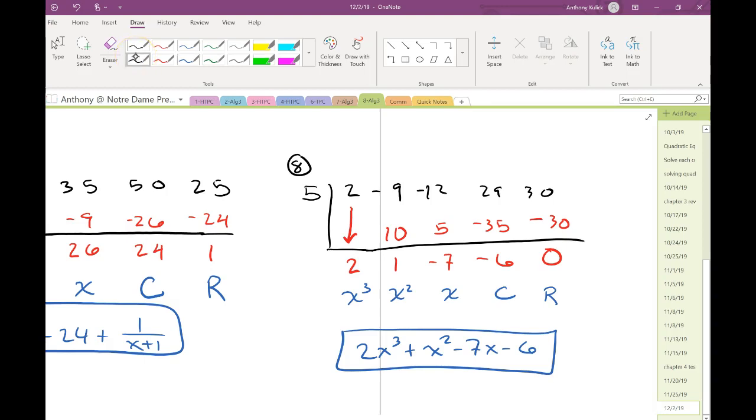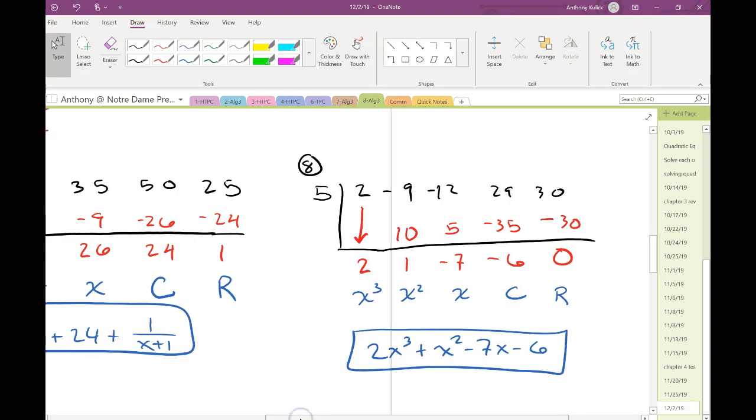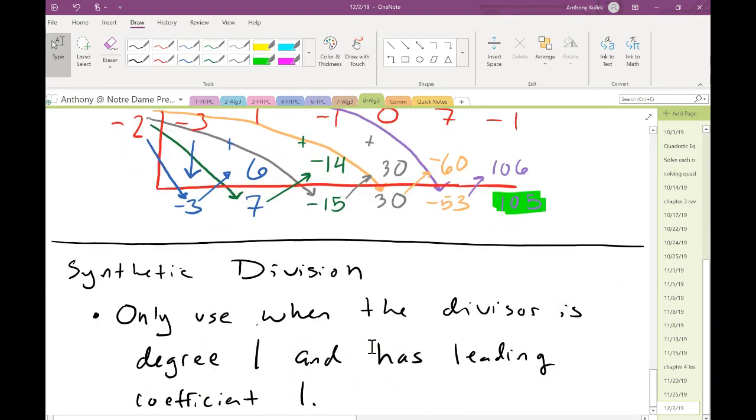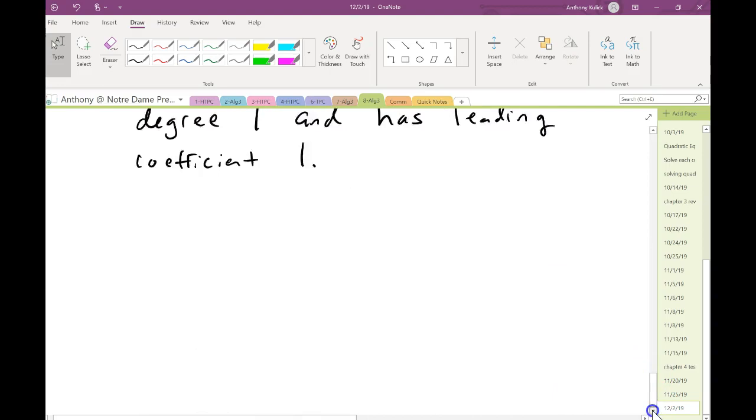Well, that's pretty rad, isn't it? So fast. Questions about this synthetic division? Okay. Good.